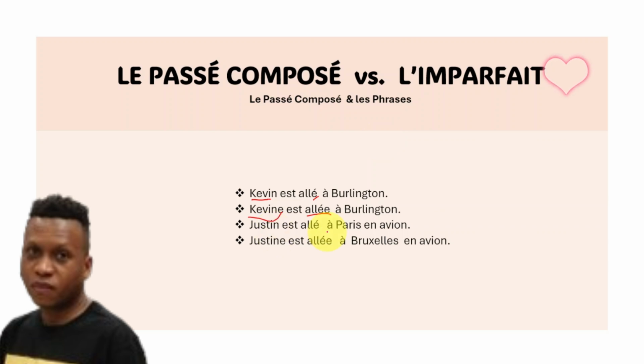Justin est allé à Paris en avion. We link it here, and also here. Justin est allé, this one silent, we link it, à Paris en avion. Justine est allée à Bruxelles en avion. So we link this, and this one silent. Justin is a male, Justine is a female. Justine est allée à Bruxelles en avion.